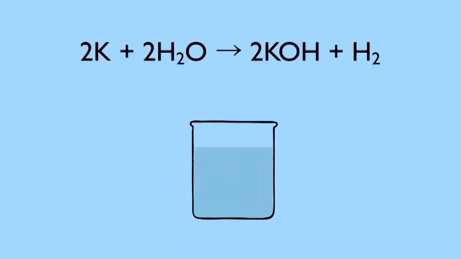Well, the chemical equation looks nearly the same, but the reaction is much more violent because potassium is more reactive, and enough heat is given out to ignite the hydrogen gas, and this then ignites the metal itself.